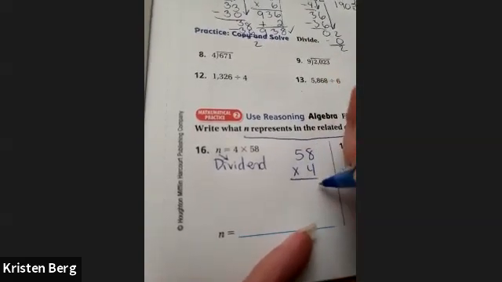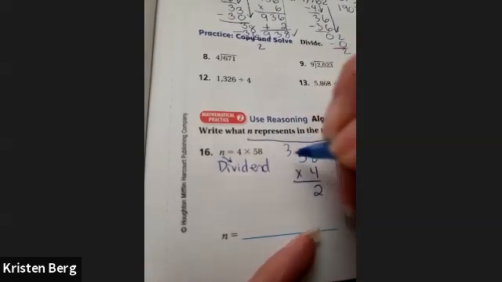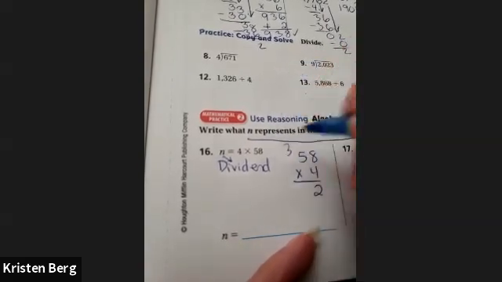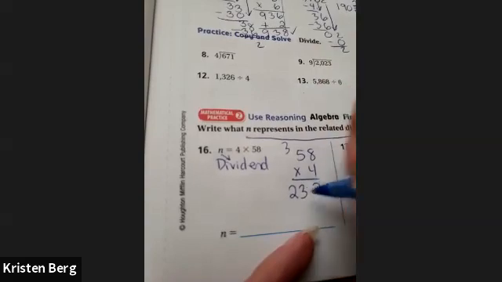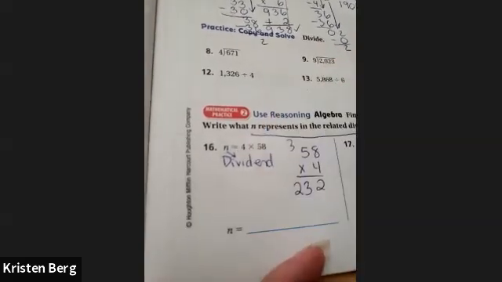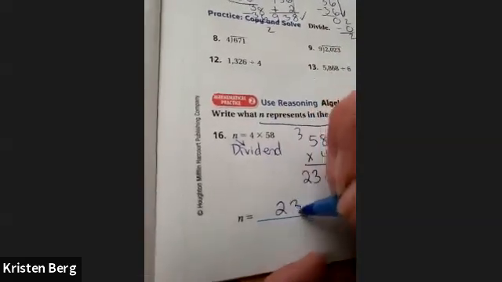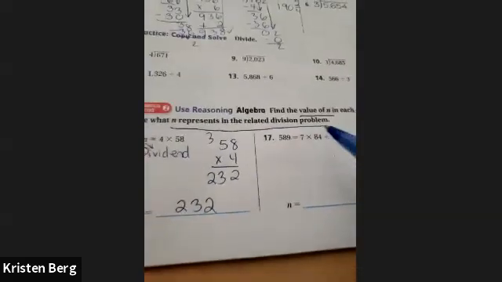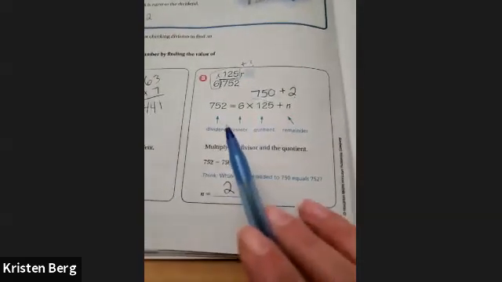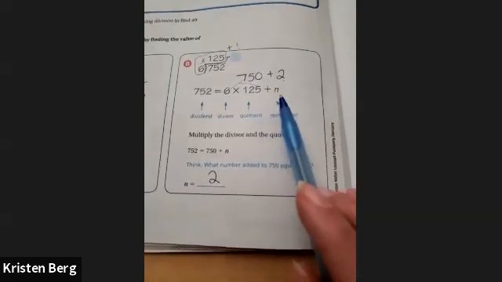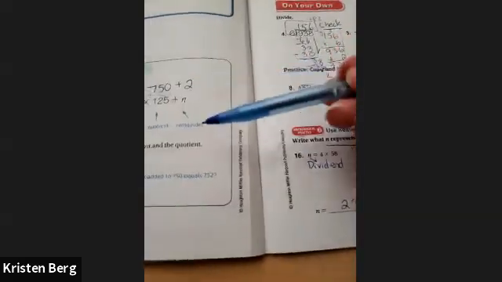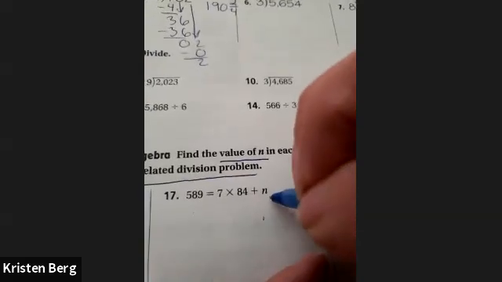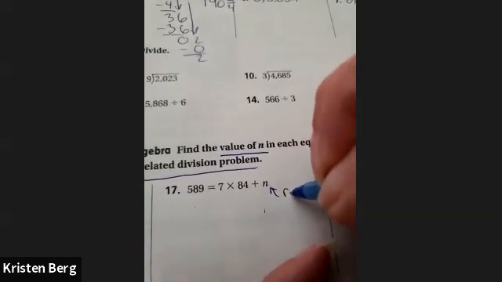So if you did that, that would be 32, carry your 3. That would be 20 plus 3 is 23. So therefore, the n here equals 232. Again, you're going to be finding the n, and you're going to have to tell me what that n is in the division problem. So when you are adding something, that is your remainder. So here we are trying to find the n is going to be a remainder.